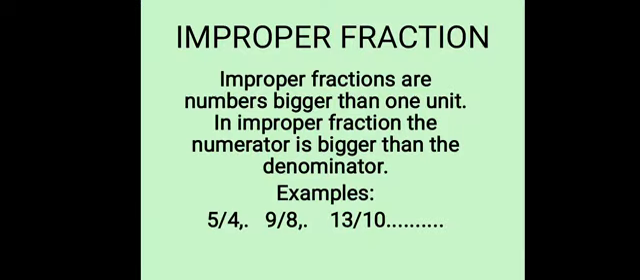Let's look into another kind of fraction, improper fraction. Improper fractions are numbers bigger than 1 unit. In improper fraction, the numerator is bigger than the denominator. For examples, 5/4, 9/8, 13/10, and so on. Looking at these examples, you will notice that 5, 9, 13, which are the numerators, are bigger than the denominators.